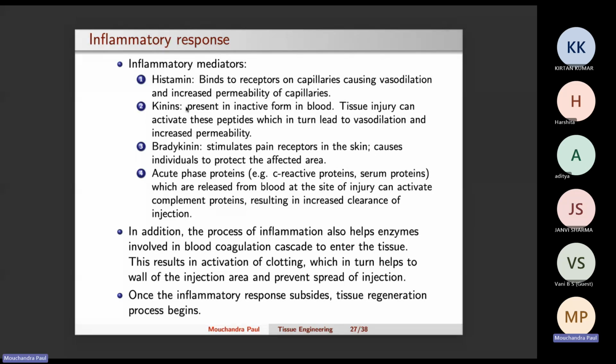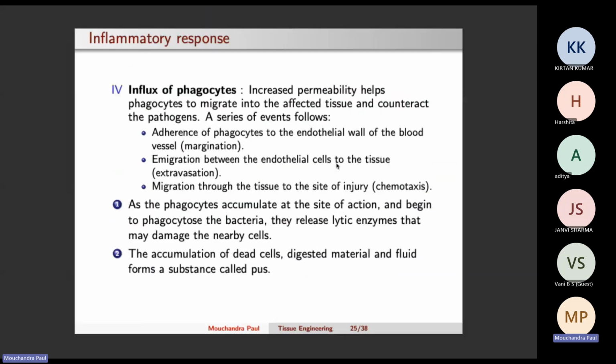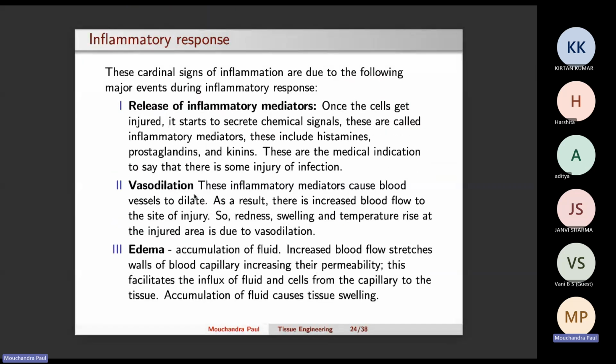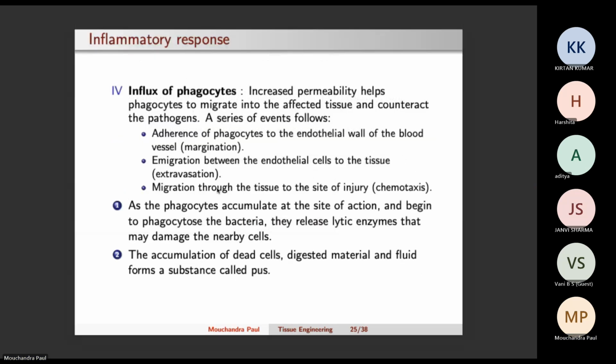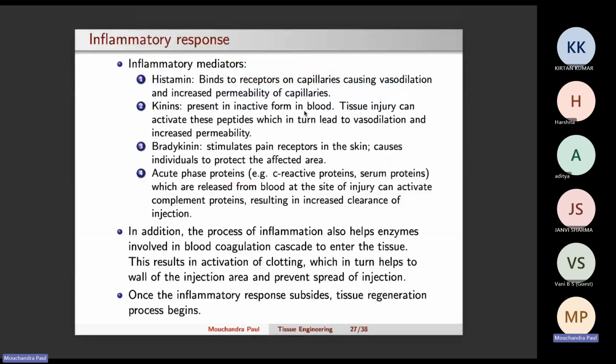Then the kinins. These proteins are present in blood in an inactive state. So let me just correct what I said earlier: these inflammatory mediators are found in blood in protein form. Now the kinins are present in inactive form in the blood, and they also help in vasodilation. Whereas bradykinin is a type of kinin.